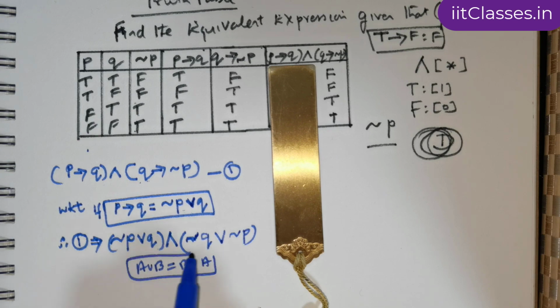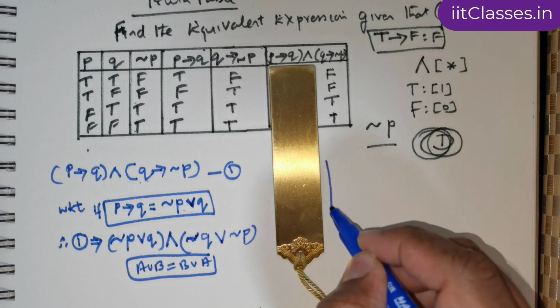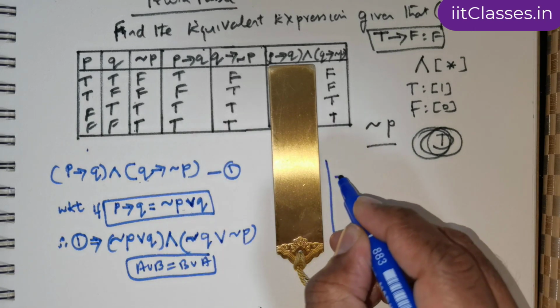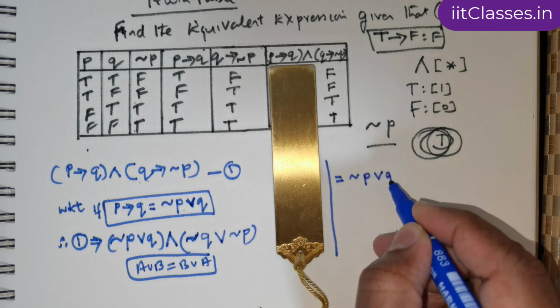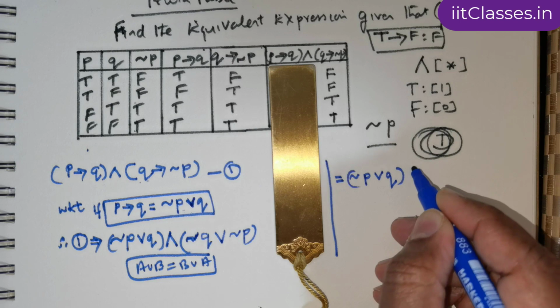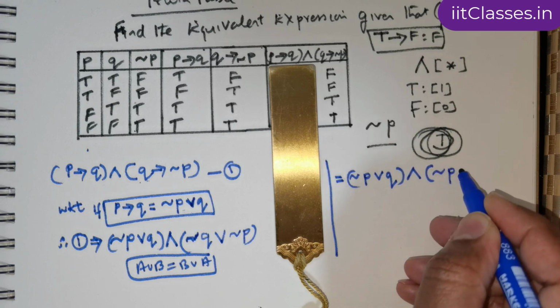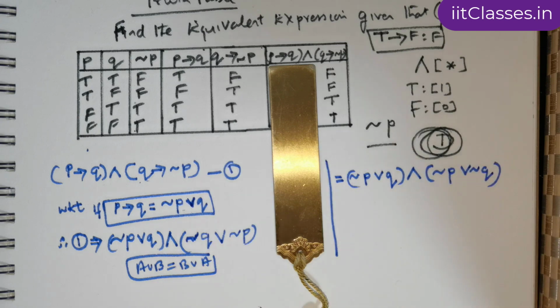Now why am I writing this? So that I can flip this. So I'm using this side. If I were to flip this, then this is going to be negation of P disjunction Q followed by a conjunction of negation of P disjunction negation of Q. This is what I've got.